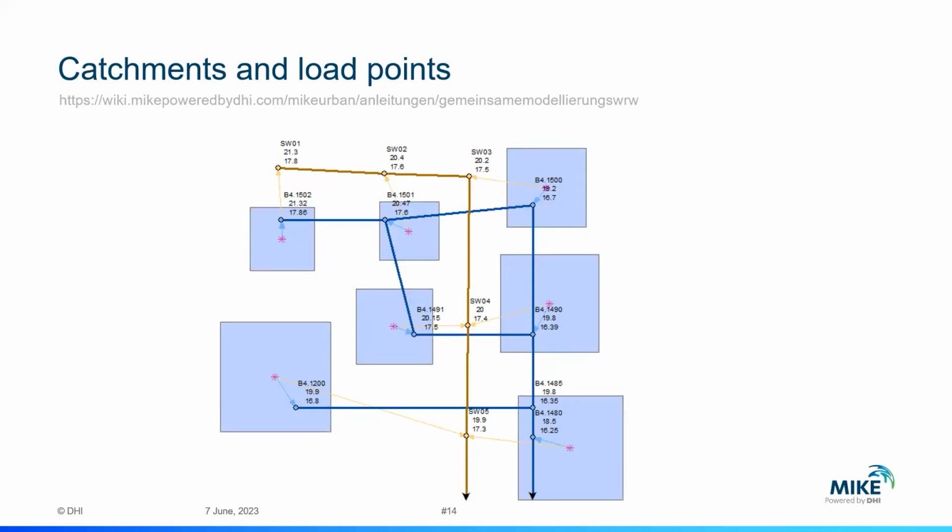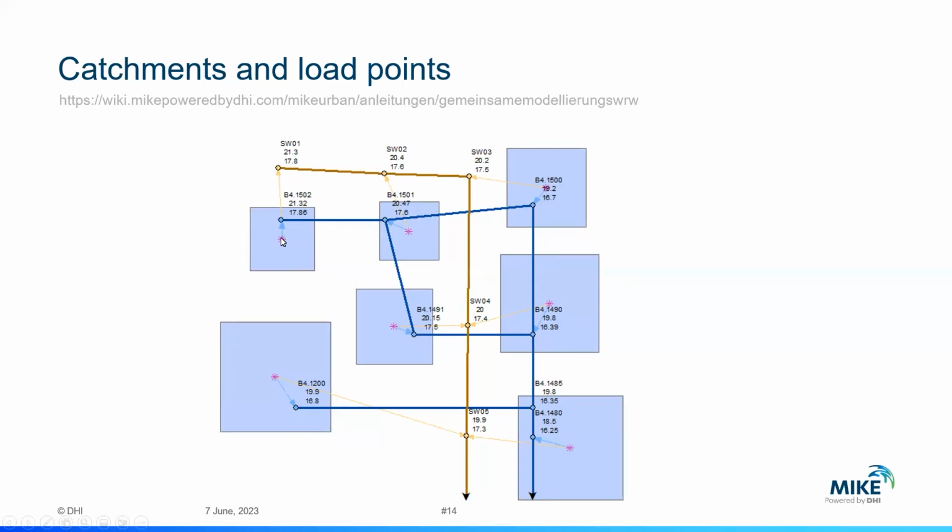Sorry, catchment and load points. So those are the catchments, squares, so symbolic catchments. And the red stars are the load points. So the load points accept wastewater only. If you haven't used them so far, they still exist in Mike+. So you could, in principle, copy this approach as well.